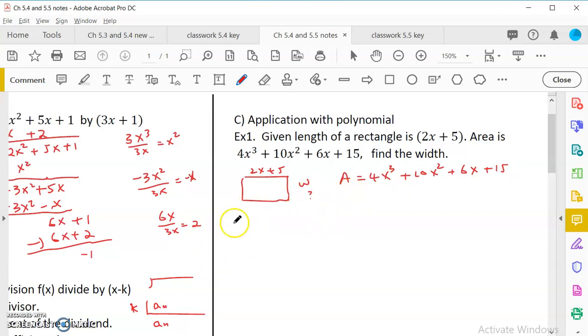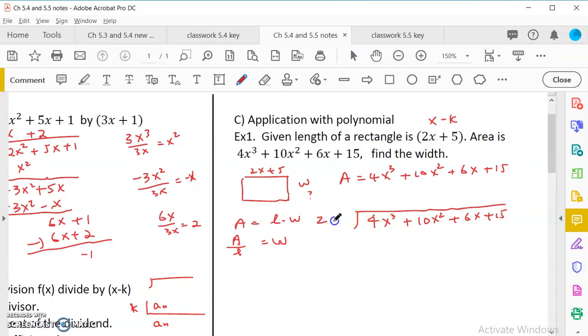So we know that area is length times width. So if you want to find the width, that would be area over length, right? Divided by length. So now this is not x minus k, so I cannot do synthetic. I have to do long division. 4x cubed plus 10x squared plus 6x plus 15, and I divide it by 2x plus 5.